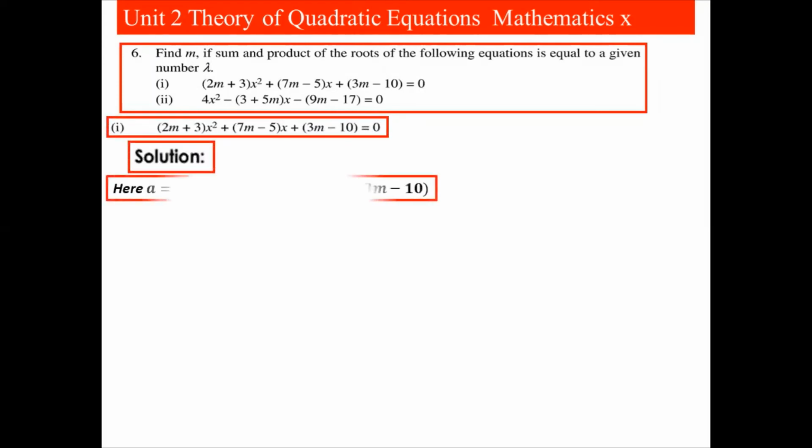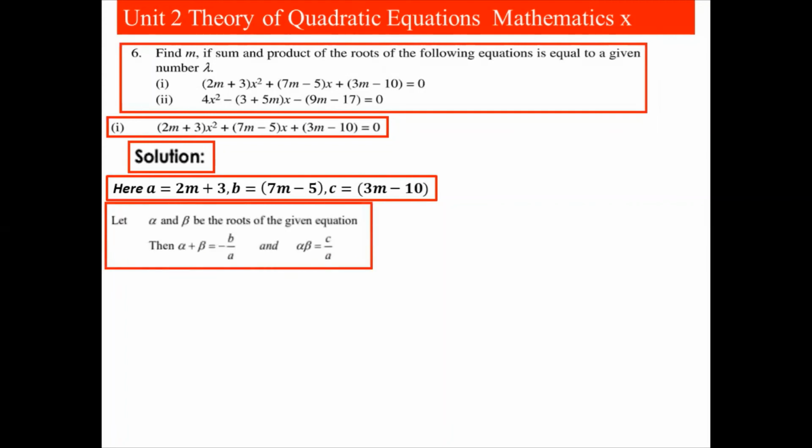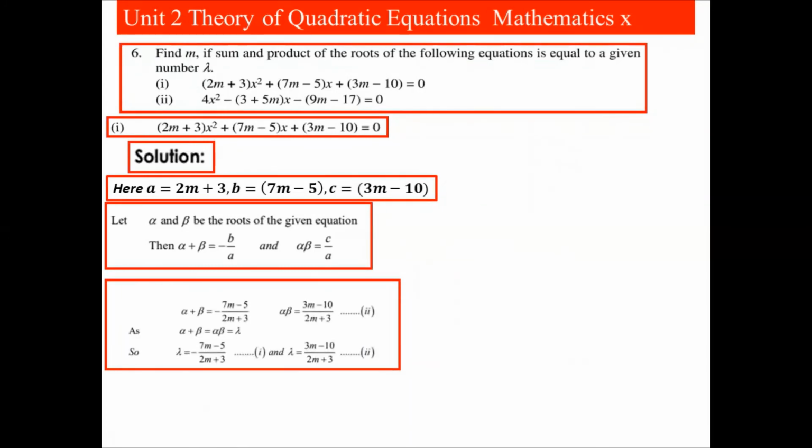Part 1 solution. Here a is equal to 2m plus 3, b is equal to 7m minus 5, c is equal to 3m minus 10, and let alpha and beta be the roots of the given equation. Then the sum of the roots, we know that this is equal to minus b by a, and product of the roots is equal to c by a. After replacing the values, we have alpha plus beta is equal to minus (7m minus 5) divided by 2m plus 3, and product of the roots is equal to 3m minus 10 divided by 2m plus 3. So just replacing the values of a, b, and c.